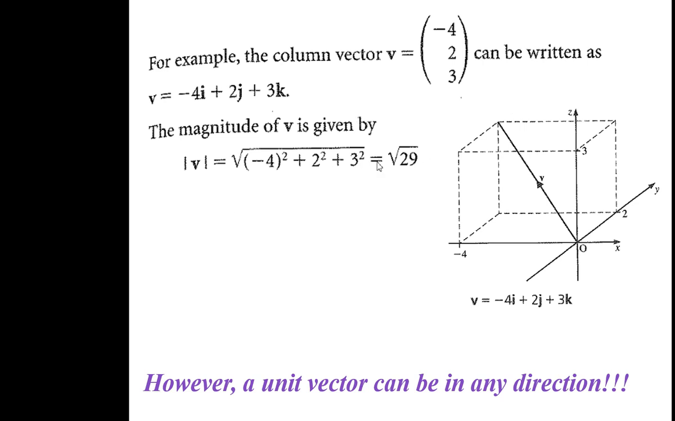So you get the square root of 29 as your answer. That's the magnitude, square root of 29. You could write units next to it if you want. And so on. However, a unit vector can be in any direction.